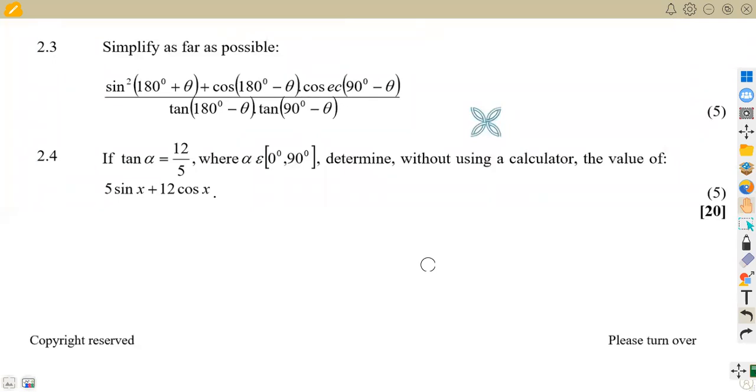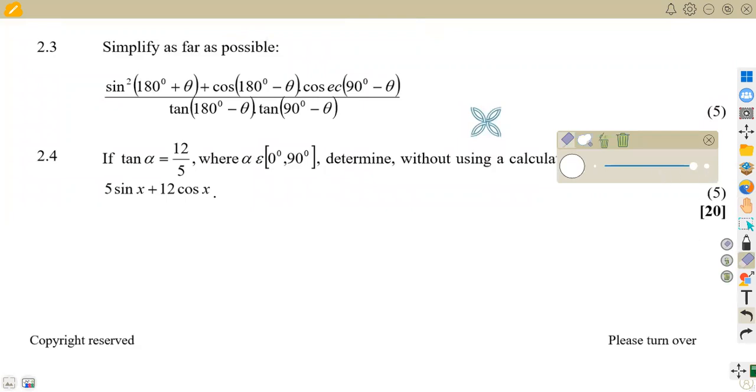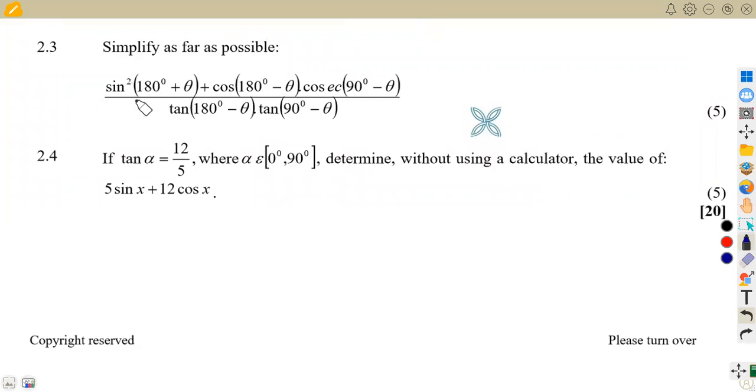Okay. On 2.3, we are asked to simplify as far as possible. So what do we have there? We are given to simplify sine squared of 180. That is another question which also had some errors. This question paper had a lot of errors. But anyways, as we revise, we know what was supposed to be done there.